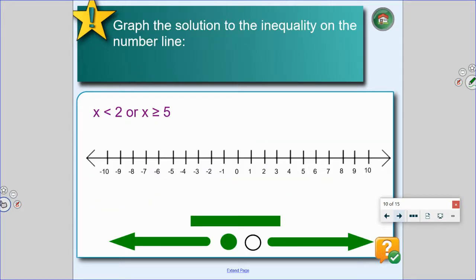So I want you to pay attention here. I'm going to graph both of these. Oh, and I'm going to emphasize that word or. It could be one or the other. So if I put a solid circle at 5, because it can be equal to 5, and it can be all the numbers that are greater than 5, all those numbers will work.